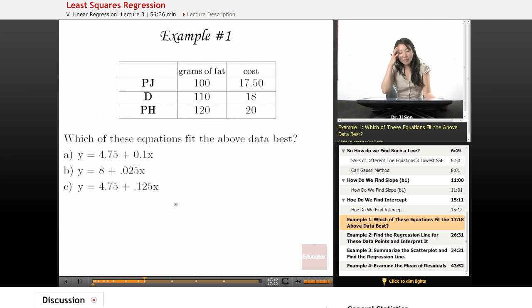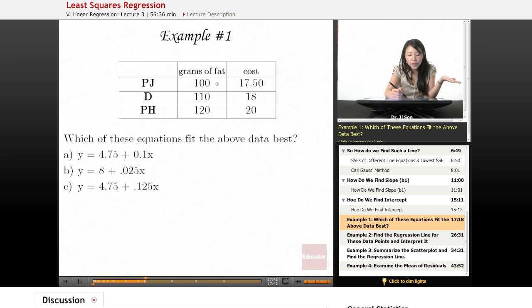Okay, let's go on to some examples. So here's example one. Pretend this is data from three different kinds of pizzas. Let's say it's, I don't know, for medium, large pizza. I think this is actually sort of a conservative estimate of grams of fat. So let's say this is Papa John's pizza.